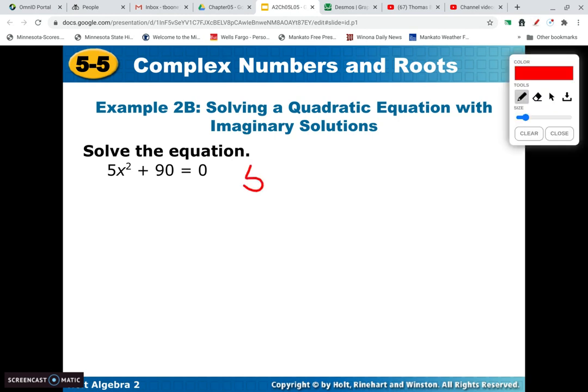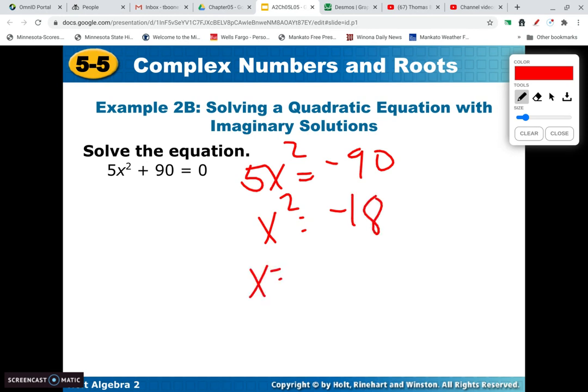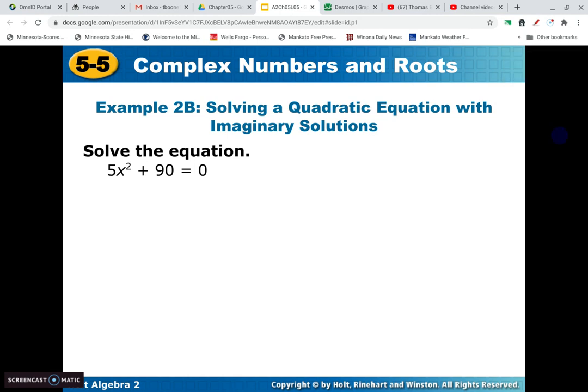All right, let's solve this equation here. Let's get the 90 to the other side. We'll divide by 5, so x squared is equal to negative 18. So x would be plus or minus the square root of negative 18. You could leave it like that, but again, we like to simplify. Remember, 18 is 9 times 2. The square root of negative 9 would be 3i. And then we'd still have a 2 in there, so you might see it written like that. We always like to simplify it if we can. All right, let's try that.